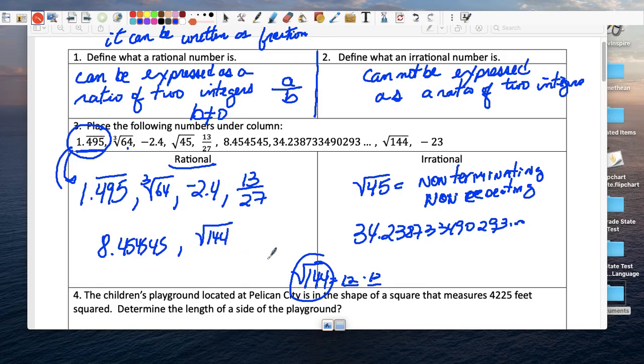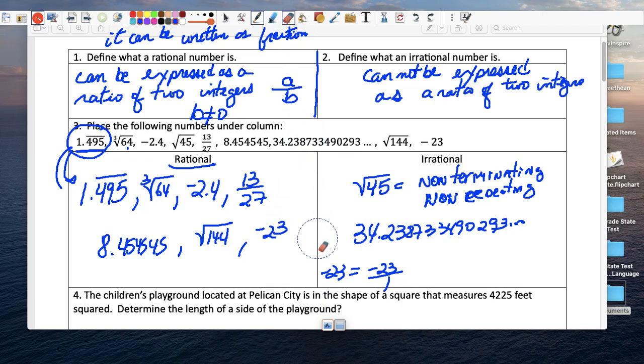And number 12 is definitely rational, right? And negative 23. Again, here's negative 3 and 3. Can we write it as a fraction, as a ratio of two integers? We can. There we go. Negative 23 over 1. And that makes negative 23 go this side.